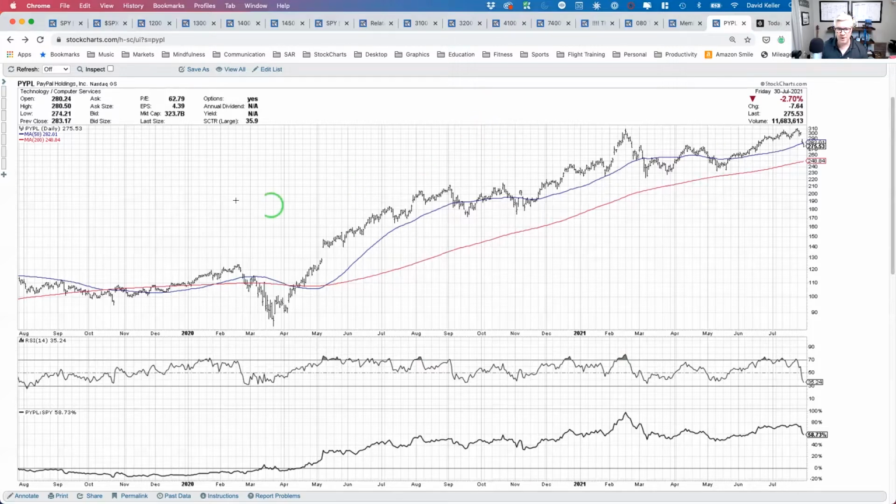So here's a chart of PayPal for the last 2 years. So we're going back to the end of July of 2019, and you can see, of course, the familiar low here in March of 2020. You can see that rallied up into early September, stabilized along with the rest of the market, broke out to new highs, really accelerated to a high in February.